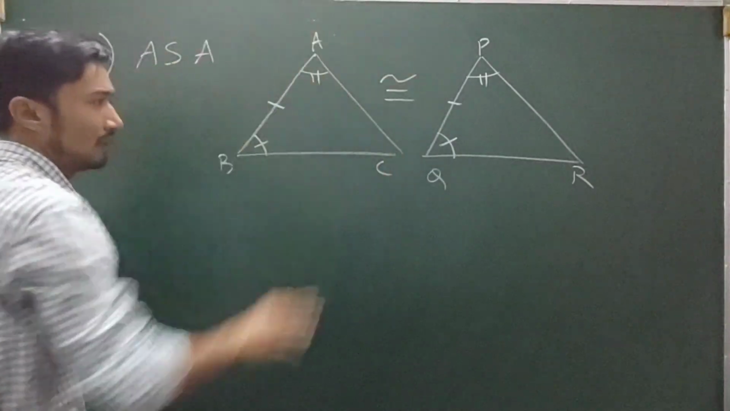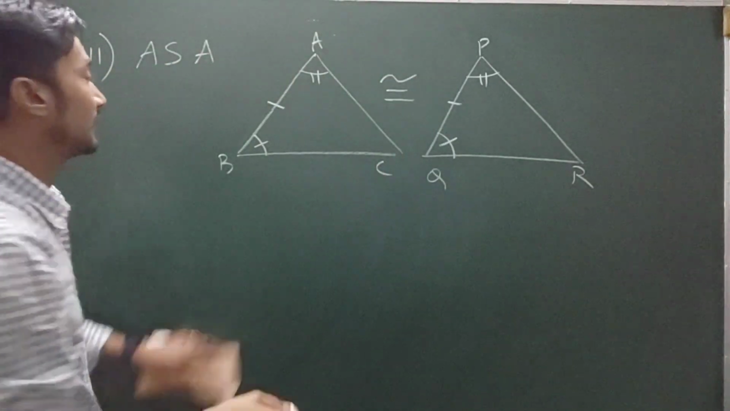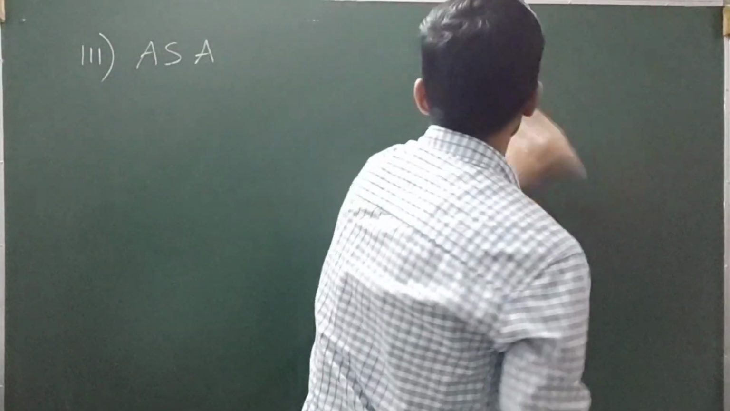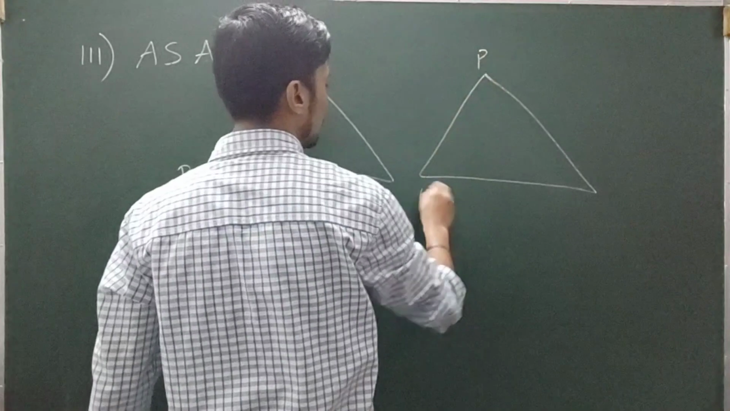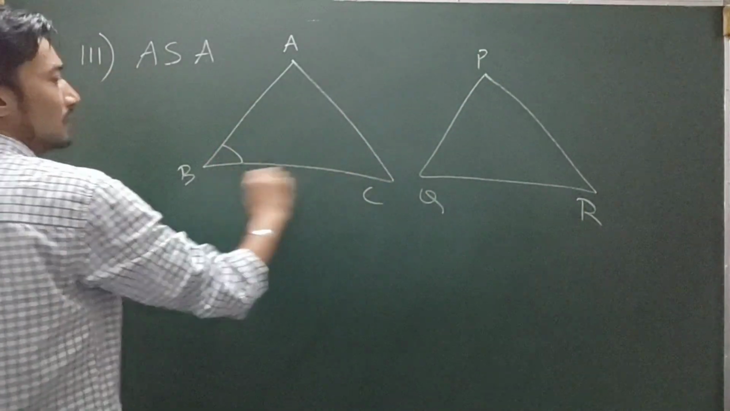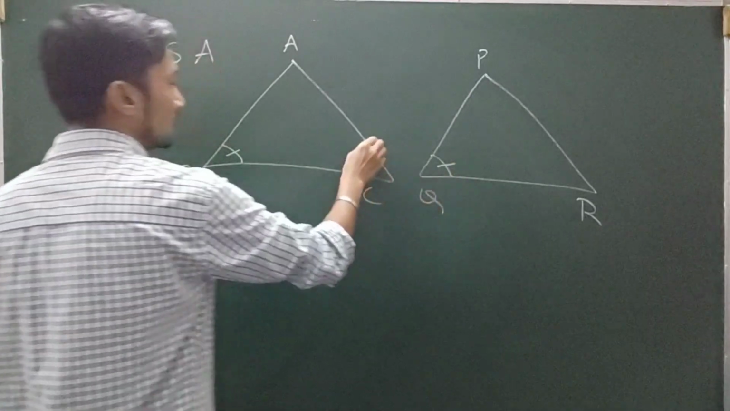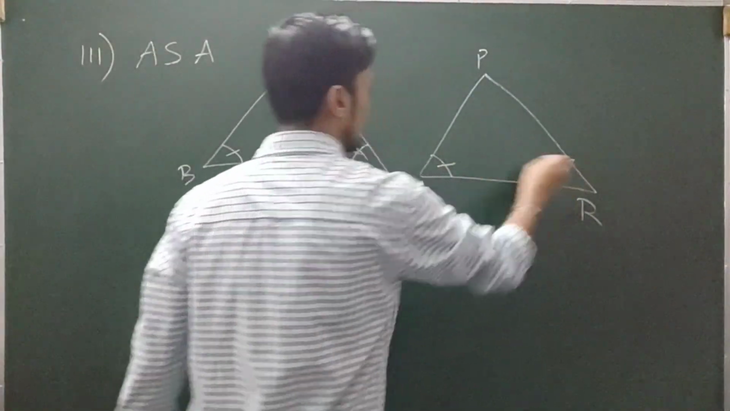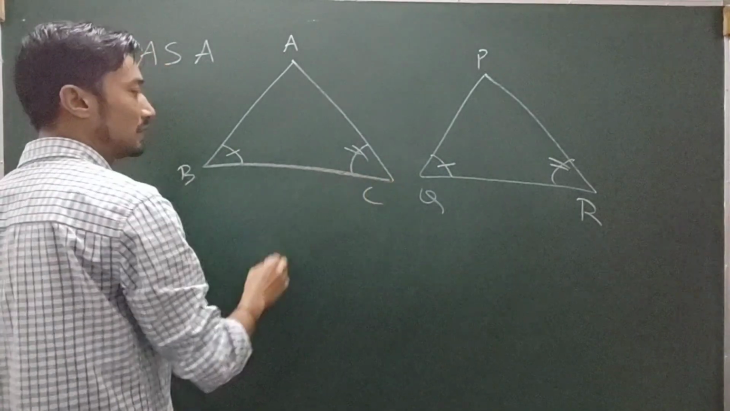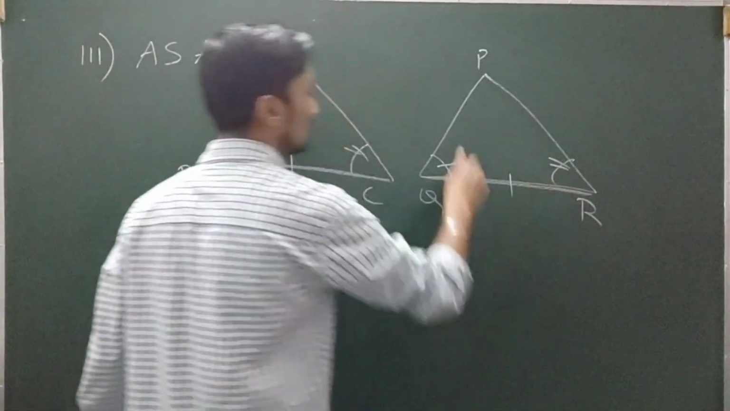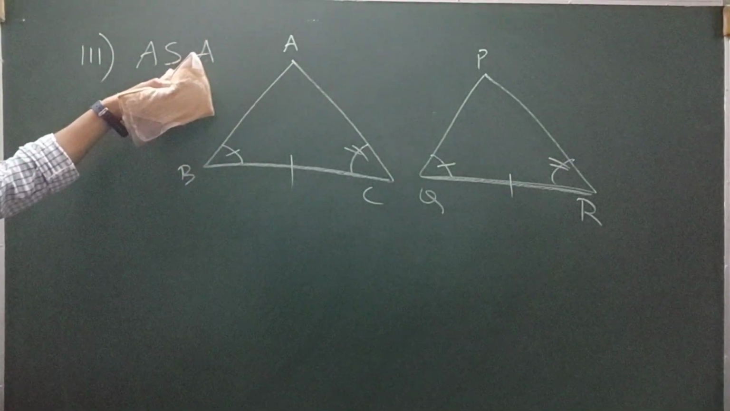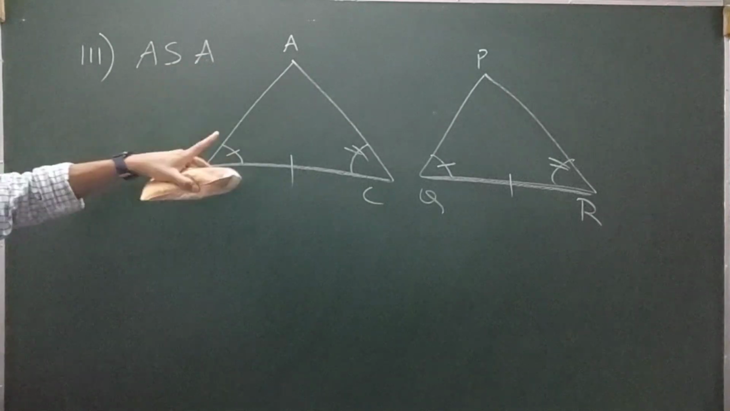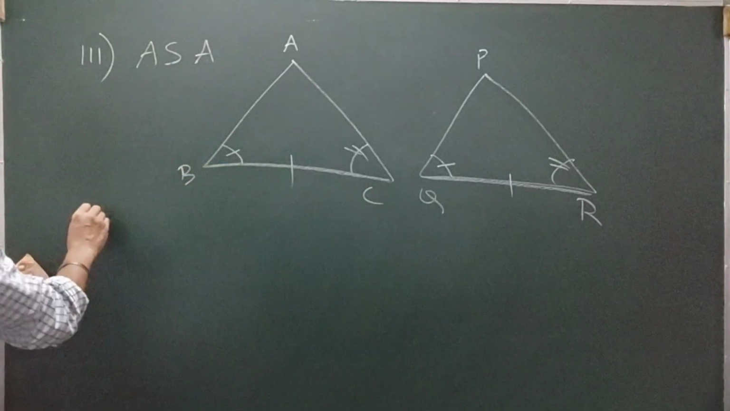We don't have to prove all the other sides and all the other angles. It can happen like this also. If 2 triangles, A, B, C, P, Q, R, have 2 angles equal, this angle, this angle, this angle, this angle, then what is the side including both the angles? This side and this side, not this side or that side. Then if 2 angles and the side included between the 2 angles are also equal, then the 2 triangles are also said to be congruent.